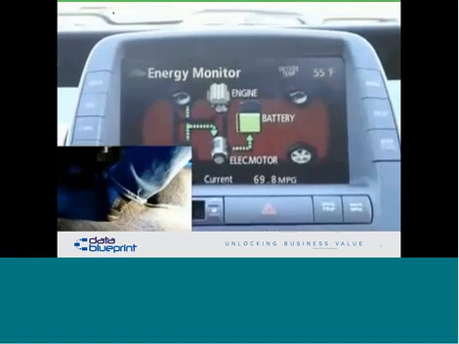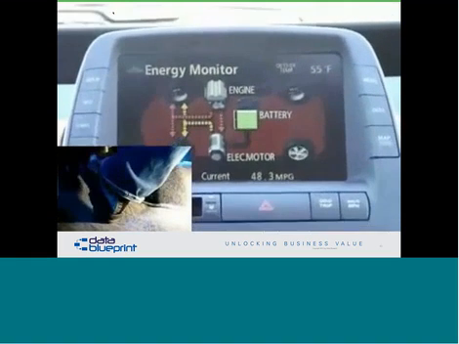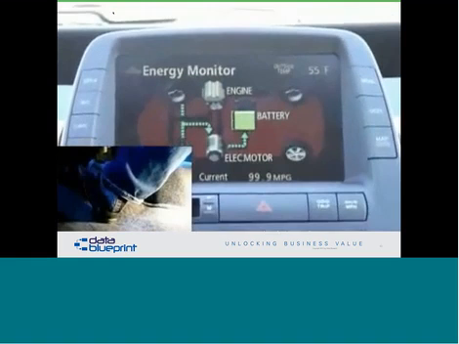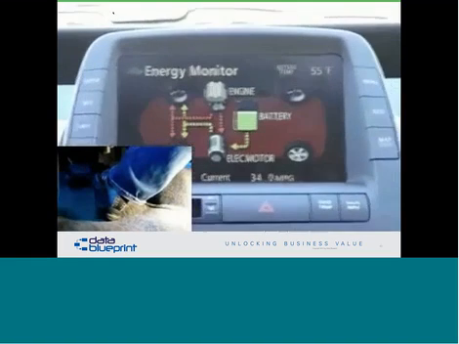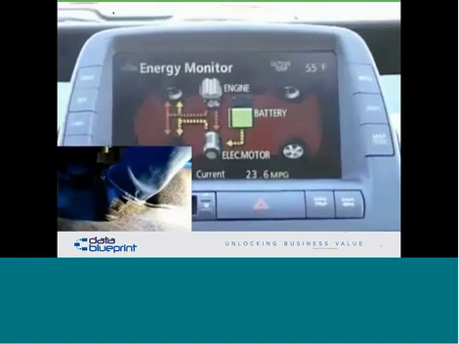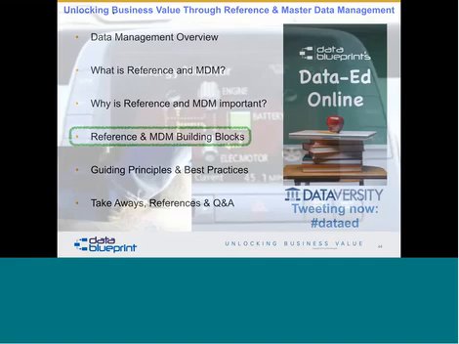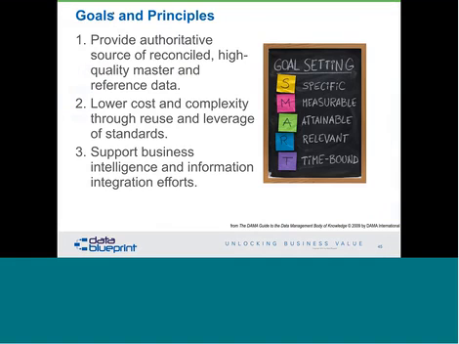The first one is to provide an authoritative source of reconciled, high-quality master and reference data. Again, if you put it out there and you have poor quality data in it, they're going to blame the solution, and it's going to be a very unfortunate outcome. Then the second goal is to lower the cost and complexity through reuse and leverage of standards. Again, I've already mentioned the use of UK for the United Kingdom instead of GB for Great Britain, because if you want to get all the British customers out there, you're not going to get it by trawling and doing data mining on just Great Britain. And finally, of course, we'd like to support business intelligence and information integration efforts.